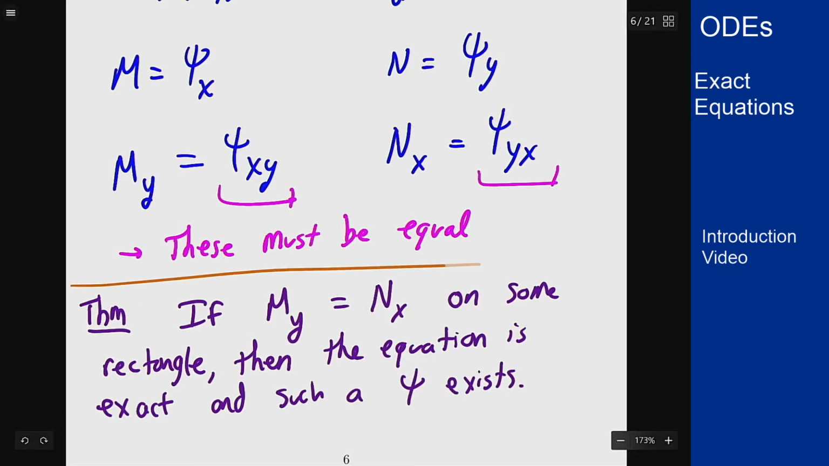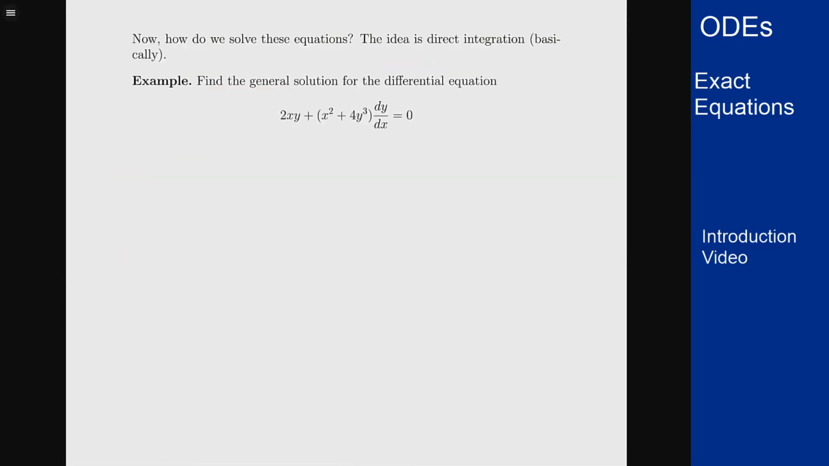So if we determine that the partial of M with respect to y equals that of N with respect to x, then I know the equation is exact, and there's a point to try to hunt for this function capital psi, because it's going to exist because the equation is exact. Now, how do we find this psi? How do we solve these equations? The idea is basically direct integration, up to some adjustments with how this stuff works.